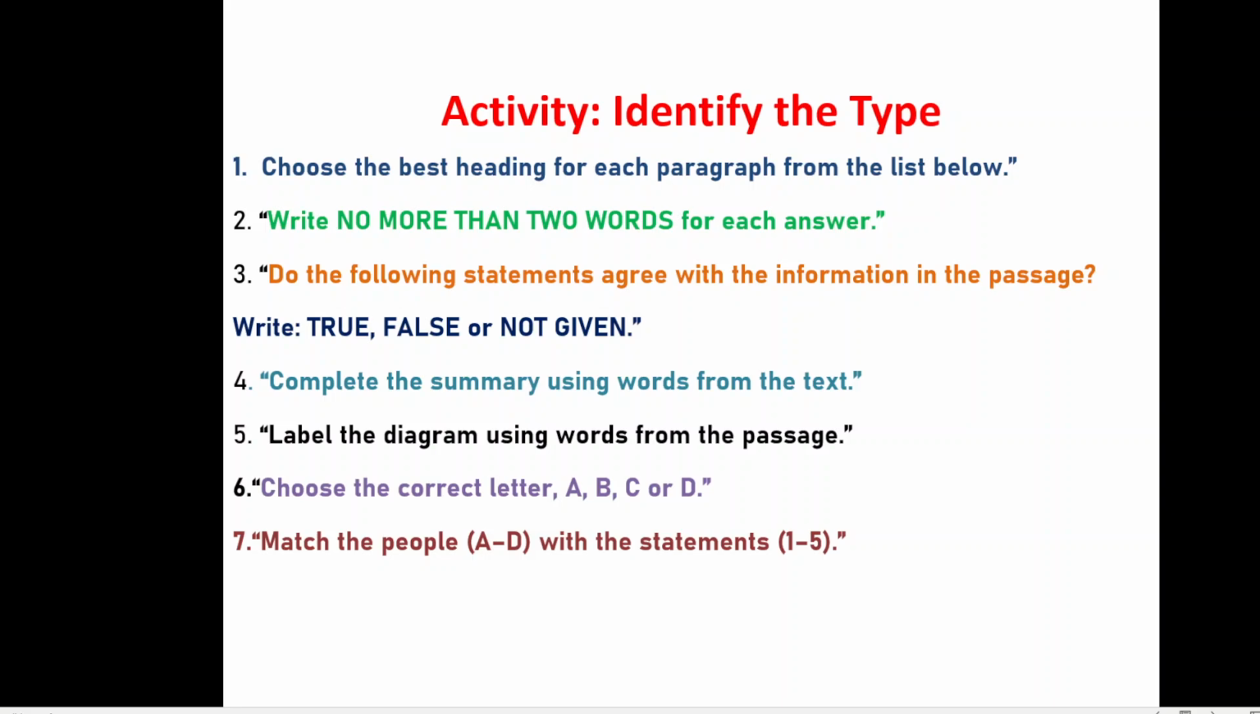Number two, write no more than 2 words for each answer. Number three, do the following statements agree with the information in the passage? You're expected to write true, false, or not given. Number four, complete the summary using words from the text. Number five, label the diagram using words from the passage. Number six, choose the correct letter A, B, C, or D. And number seven, match the people A to D with the statements 1 to 5. What do you say?